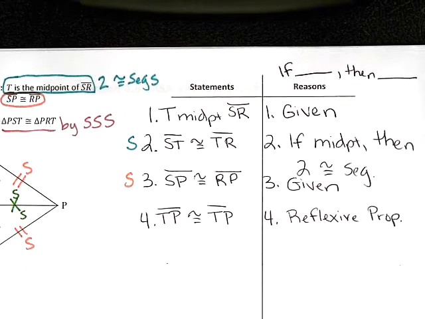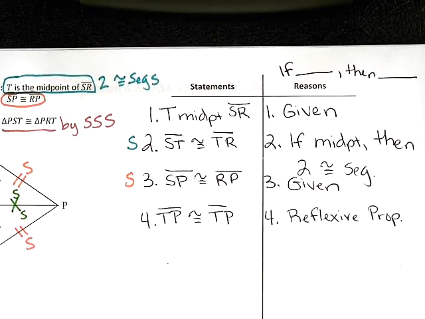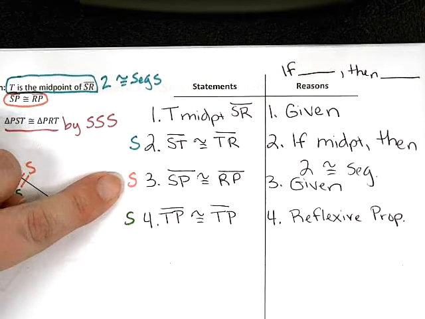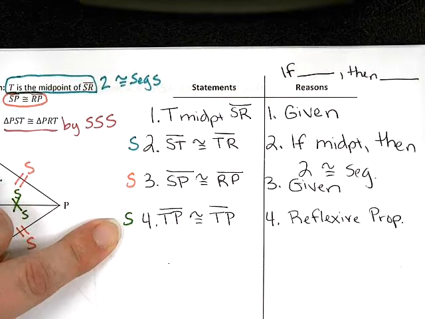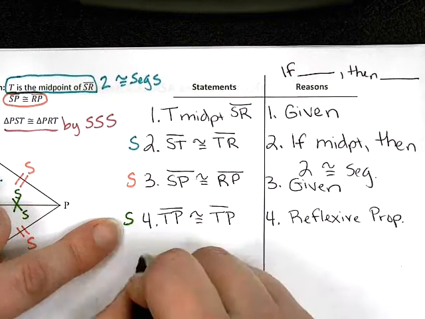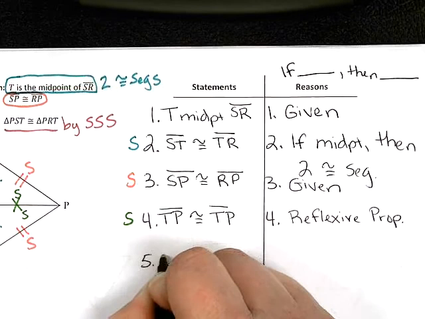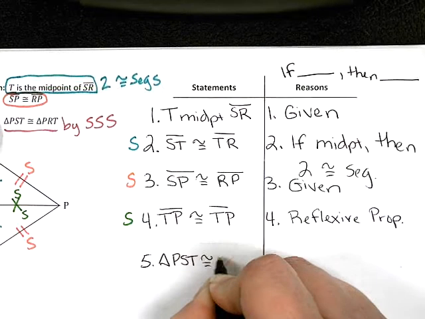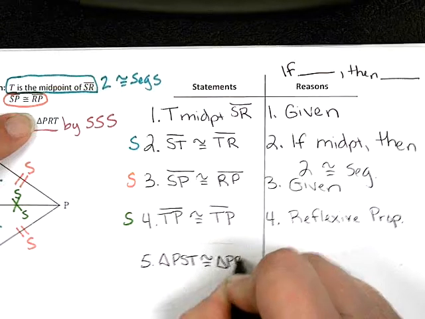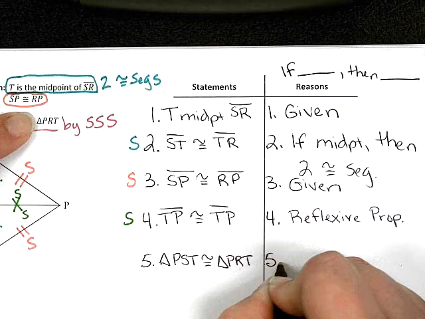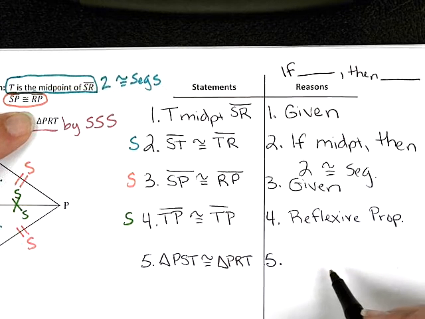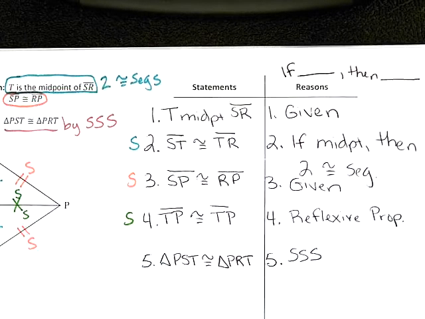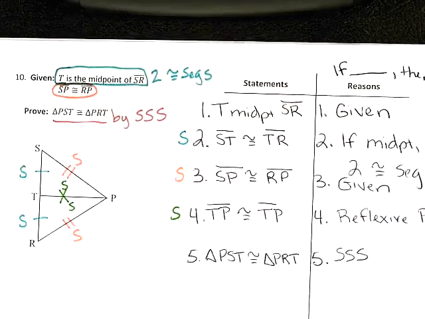Okay. Well, now look at that. Now we've got side, side, side. We just proved that the triangles were congruent. So step 5 is going to be that triangle PST is congruent to triangle PRT. And why do we know that? What's our reason? Our reason is the postulate that we decided earlier. Side, side, side. Now check and make sure you agree with the order of those triangles, by the way.